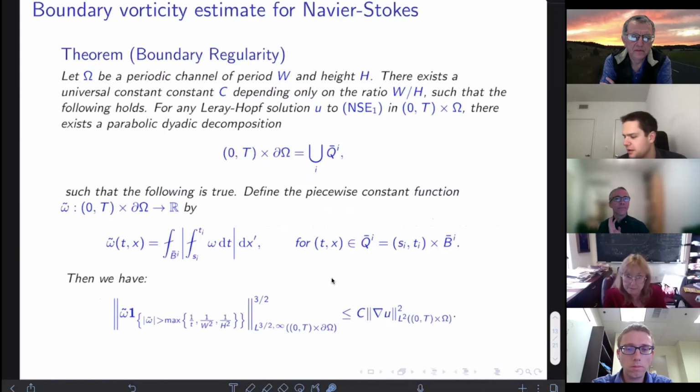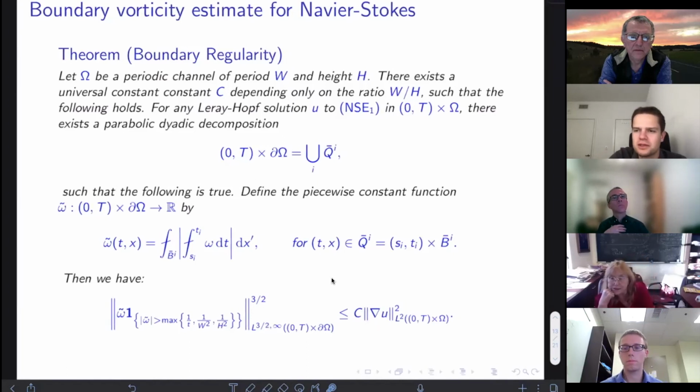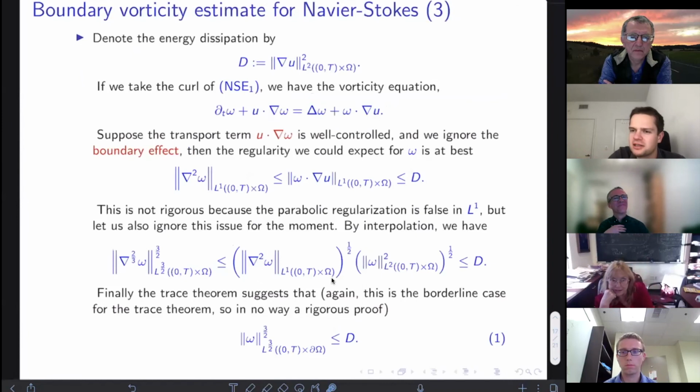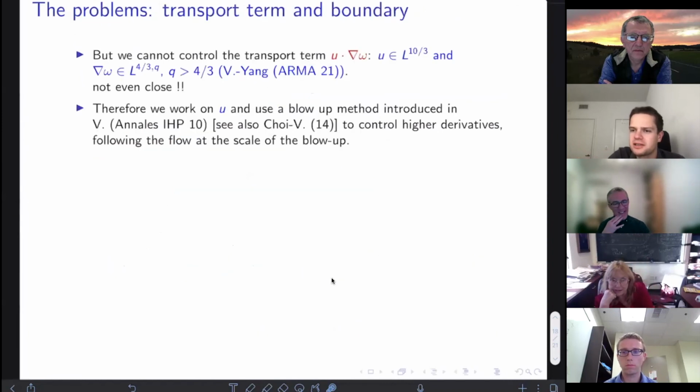I have some more questions. Secondly, you mentioned later that when you obtain your estimate on the vorticity, you have a problem with the transport term, U times nabla omega. So I wonder, sometimes you can get rid of these kinds of problems by looking at Lagrangian coordinates. You kill the transport term. I wonder if there's any chance that you would look in this direction and get something.